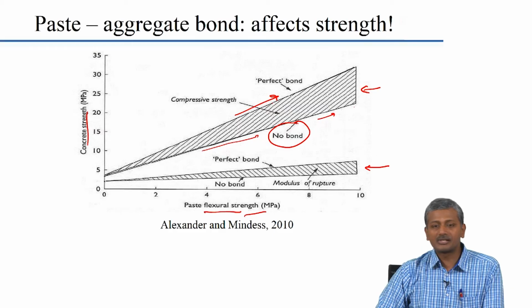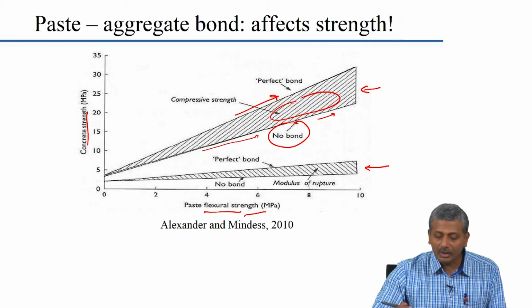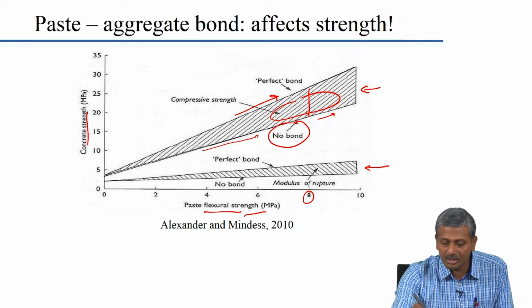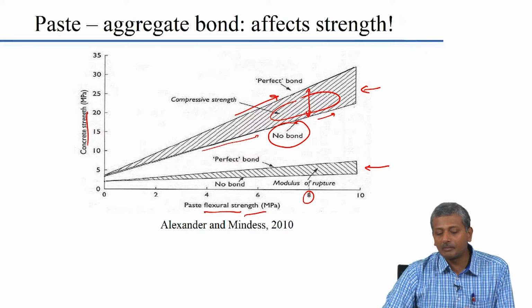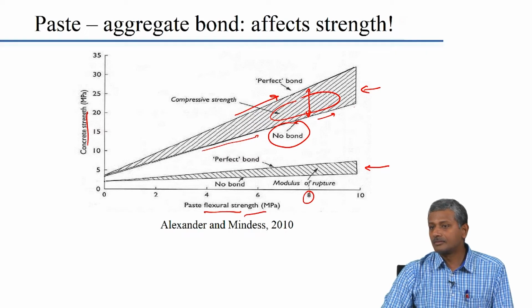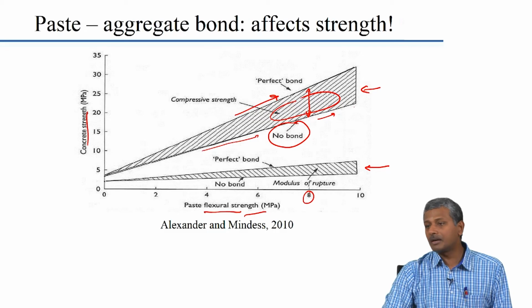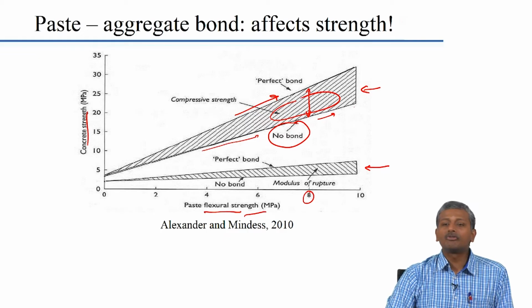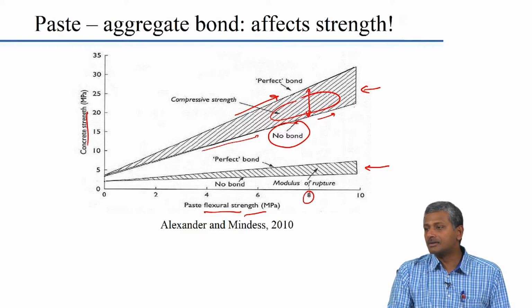So, most concretes obviously do not have either zero bond or perfect bond, they will be lying somewhere in between. So, you look here, for example, for a paste flexural strength of 8 megapascals, you have a variation in the concrete compressive strength of the order of maybe around 10 megapascals. You have a variation in concrete strength that you can expect from different aggregates of the order of 10 megapascals, and that is significant, that is really large. Okay. Because if you are moving from one aggregate to another, you can actually change the entire picture altogether, because a different aggregate will give you a different bonding characteristic with the paste.